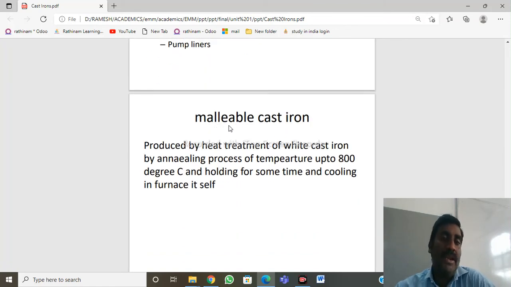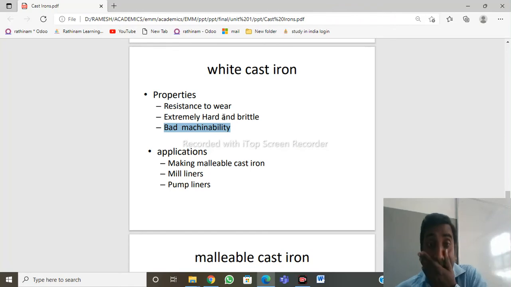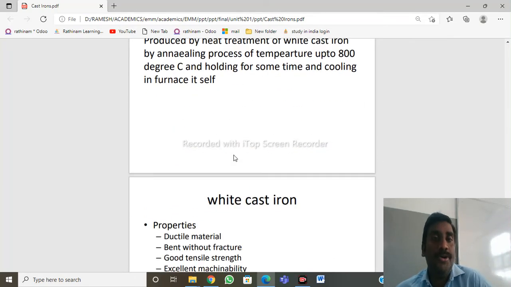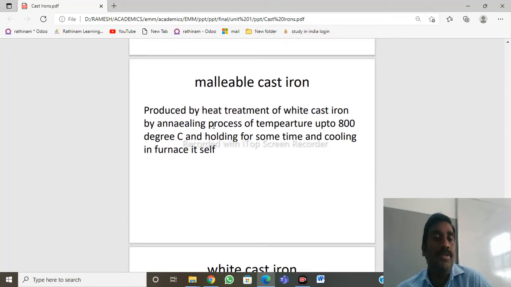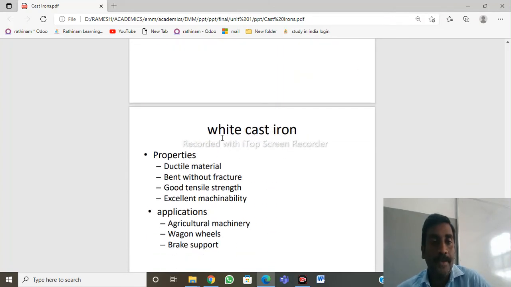Then what is meant by malleable cast iron? We first get a white cast iron. After getting the white cast iron, we carry out an annealing process up to a temperature of 800 degrees centigrade, hold for some time in the furnace itself, and cool in the furnace itself. Cooling down to room temperature in the furnace gives us malleable cast iron.